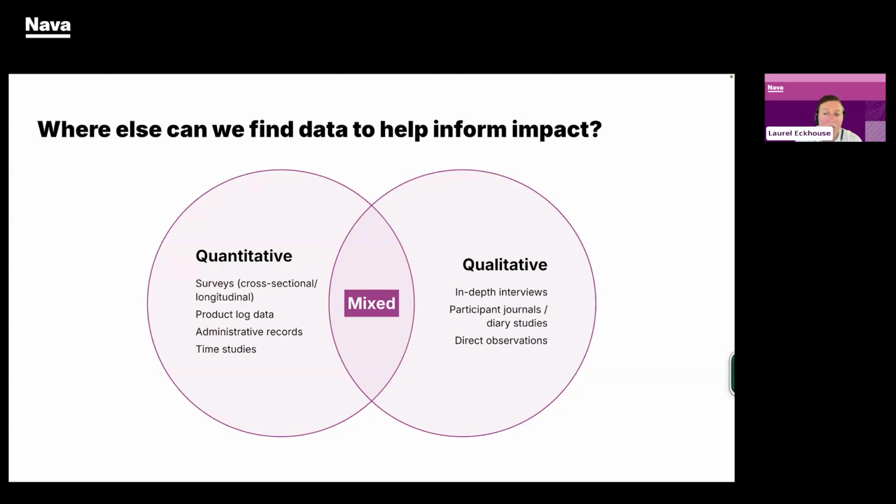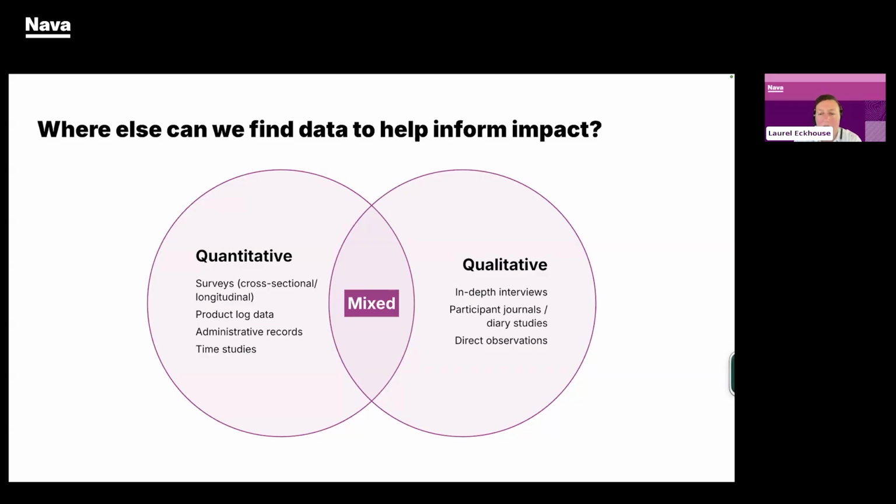And here's a Venn diagram showing what some of the potential data sources come from. So we can have quantitative data, surveys. They can be cross-sectional. It happened once. They can be longitudinal. You do them more than once. You can have product log data. That's often familiar to people working in civic tech and other tech oriented organizations. You have administrative records. Those can be incredibly helpful. You have time studies, right? There's a lot of different ways that you can measure that, that you can create quantitative data.